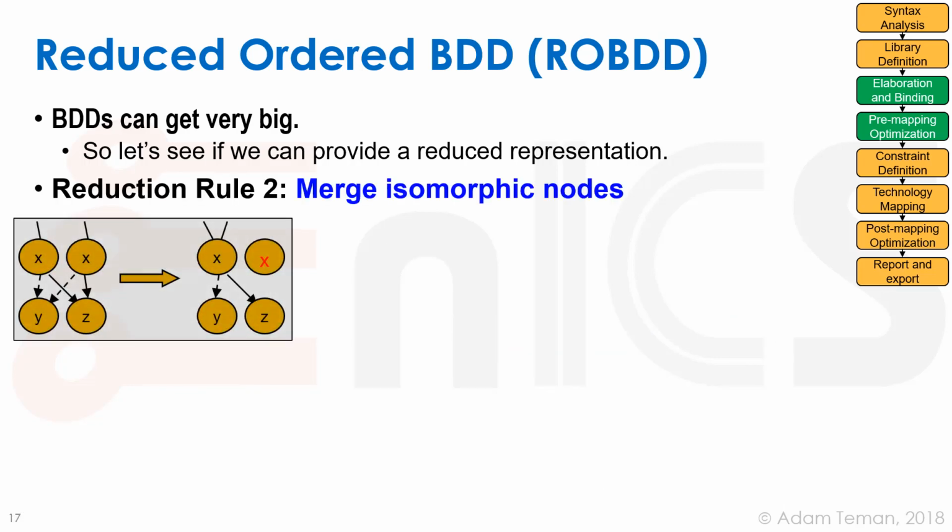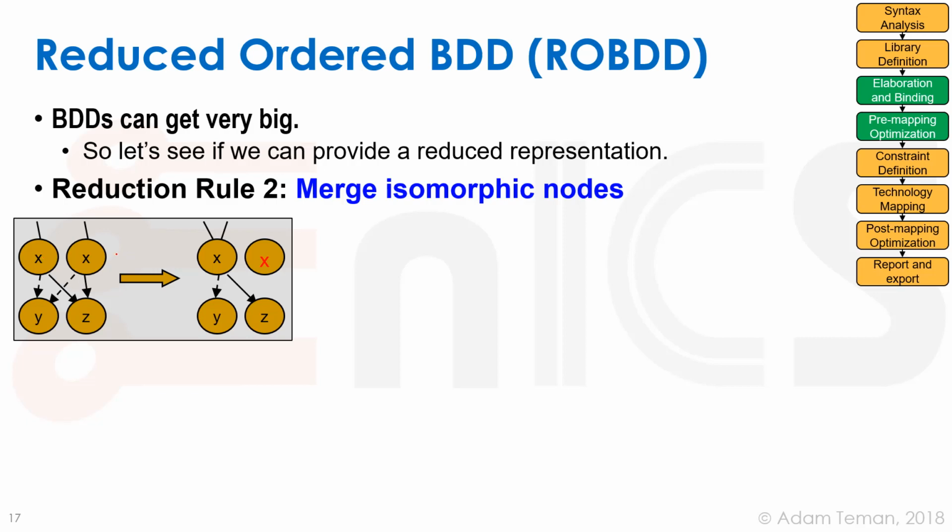So our second reduction rule, a bit more complex than the first one but still pretty trivial, is what we call merging isomorphic nodes. If we have 2 of these variables at a similar level, so this is called x, could have been called x2 before, and we see that when this x equals 0, we go to y, and when x equals 1, we go to z. And this x also, when x equals 0, we go to y, and x equals 1, we go to z. We see that these two representations of x behave exactly the same. So why do we need both of them?